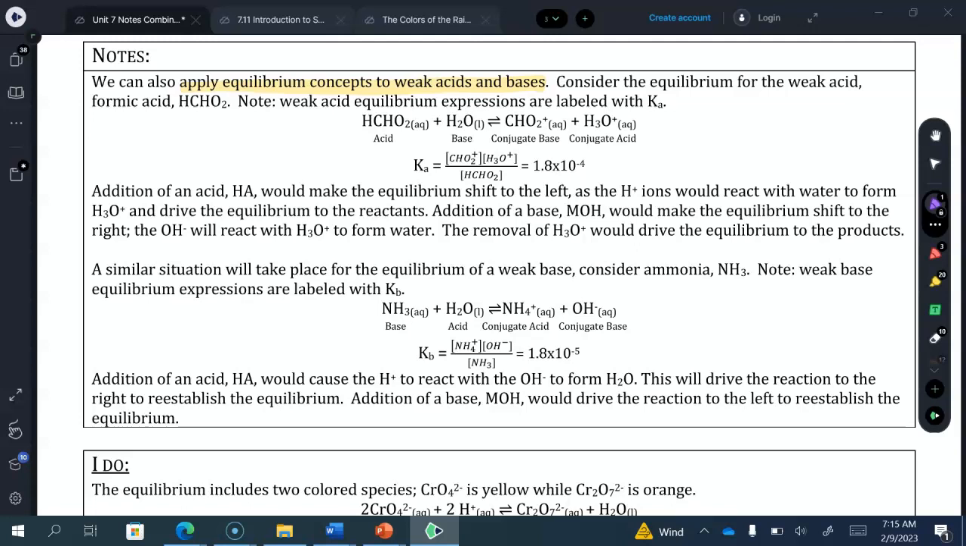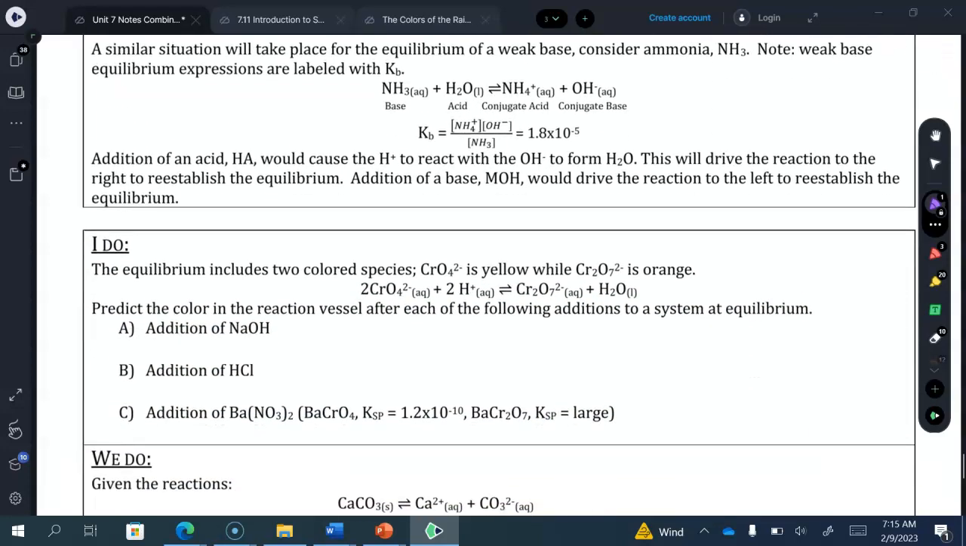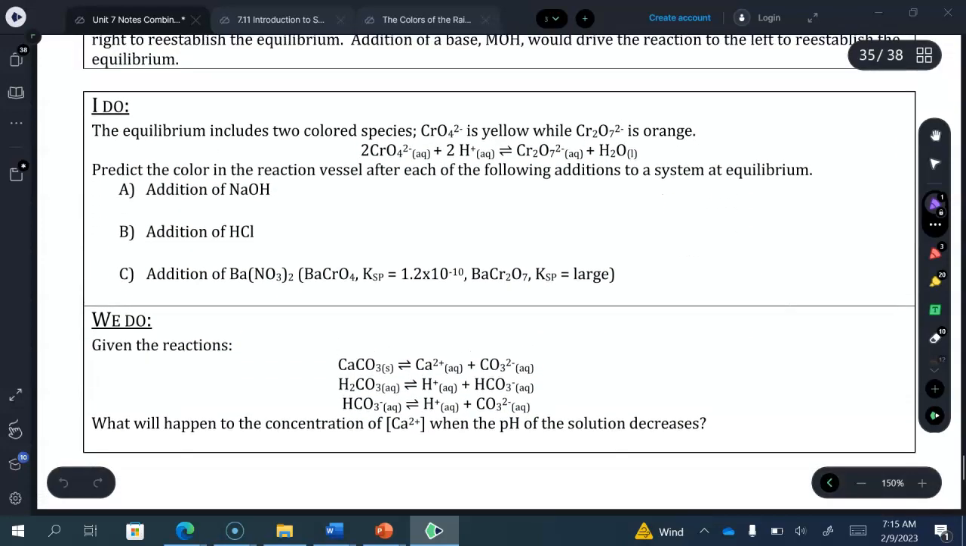Okay, so let's look at some I-dos. We will look at this again further in a future section, not this unit, but a unit in the future.